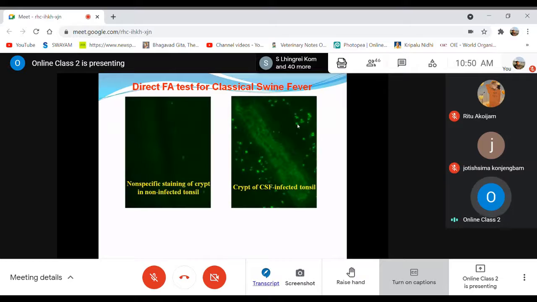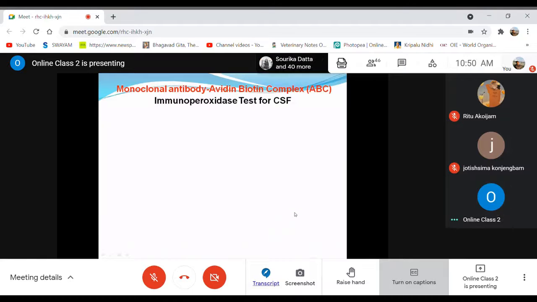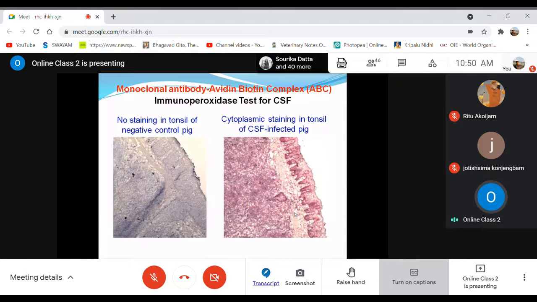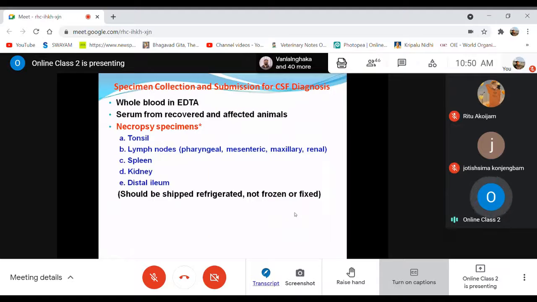Then these are some pictures of the direct fluorescent antibody technique or test for classical swine fever. Like this is a photograph. Okay. Then this is another photograph of another technique for detection of monoclonal antibody, avidin biotin complex, by immunoperoxidase test for this disease. So this way it can be done. Then specimen collection, as I have already mentioned, means what sample to be collected.